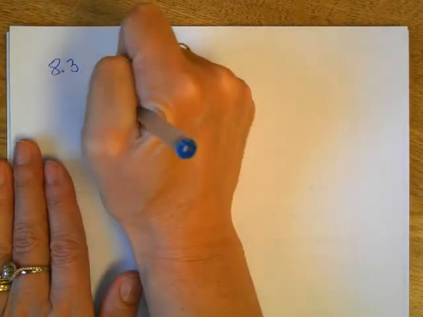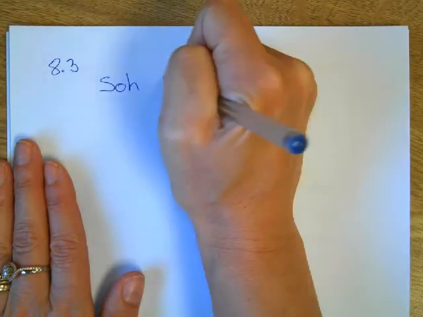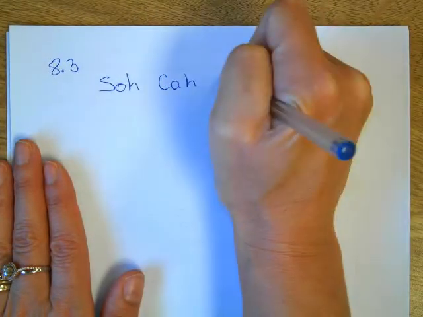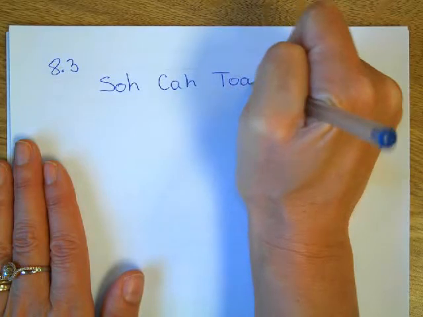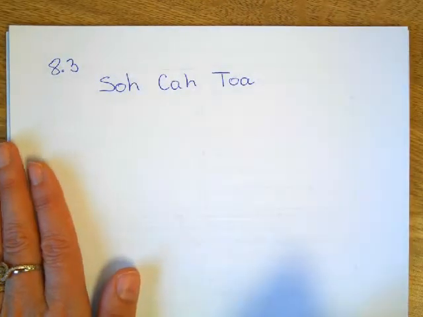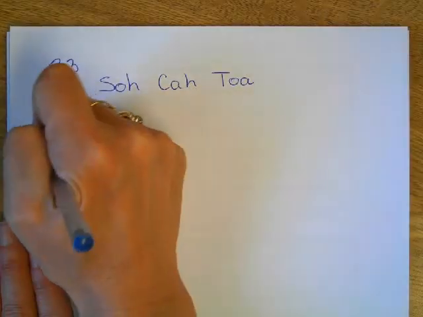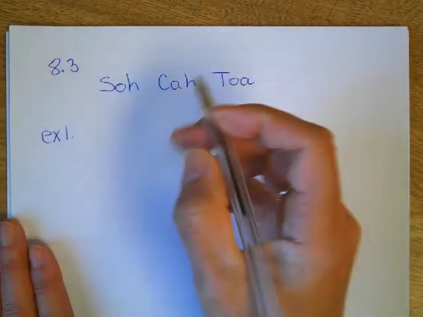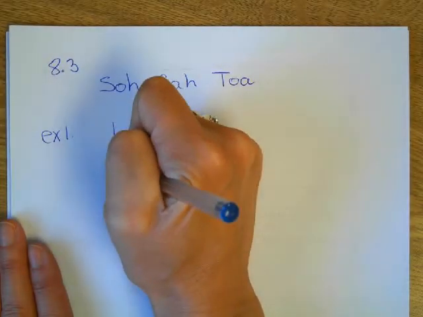So, we'll work our way into that, but again, every time you do trig, help yourself out with this. SOHCAHTOA. Alright, starting with an example right off the bat. Here's our right triangle.